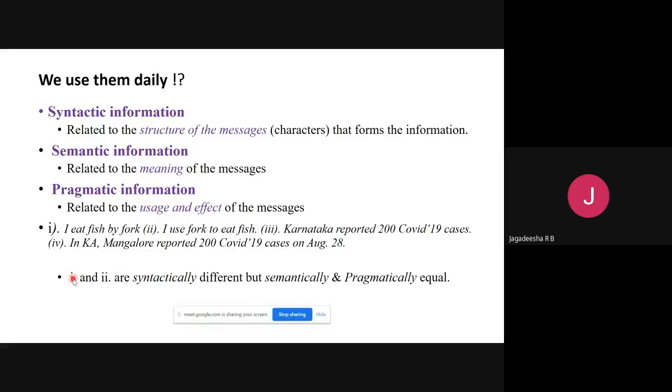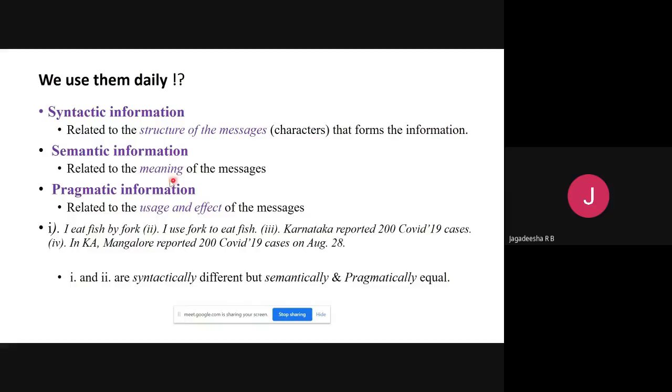Let us see. The first and second. The first is I eat fish by fork. Second is I use fork to eat fish. So the first and second are syntactically different. The structure of the messages is different here. Here it says I eat fish by fork. Then I say I use fork to eat fish. The structure of the sentences is different, but semantically and pragmatically they are equal.